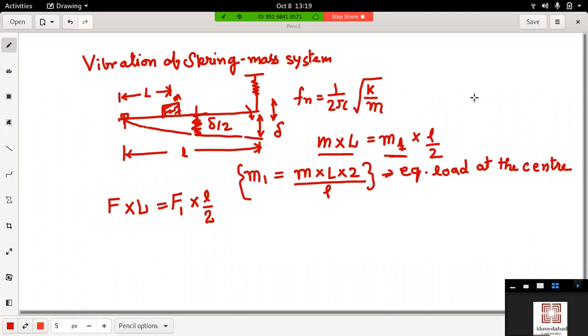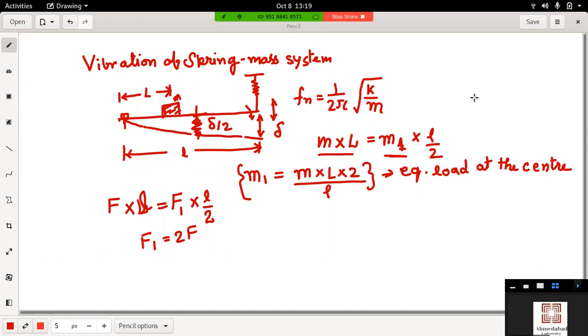Sorry, this should also be small l. Then we can just write that F1 is nothing but 2F, which actually means that this central spring will experience a force which is approximately twice the force experienced by the original spring at the end when it is subjected to this external load M.